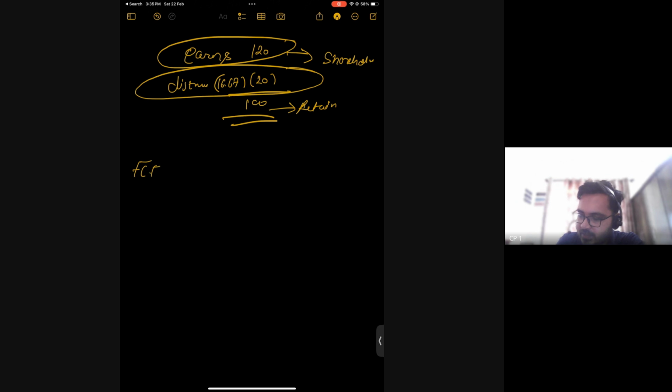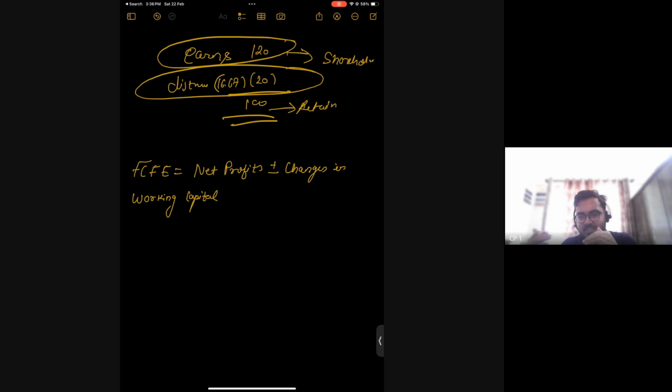So free cash flow for equity is basically how much cash is available to the equity shareholders. It's not profit, but the cash which is available. So how can I get to that cash? You start by net profits, right? And then you adjust for changes in working capital. If working capital increases, you have to reduce. If working capital decreases, you have to increase. So plus minus changes in working capital, I'll just note that down.